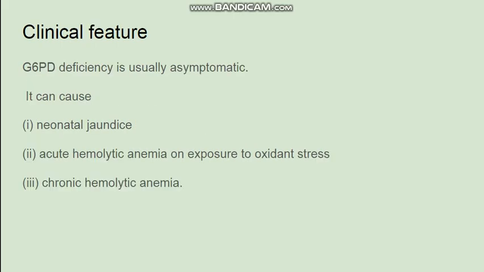Now going to the clinical features. Firstly, it will depend upon the category. Patients can be asymptomatic, especially in category 3, category 4, category 5. But in category 1, 2, it can cause neonatal jaundice. In other categories, it can cause hemolytic anemia on exposure to oxidant stress. We will understand what the oxidant stresses are, and it can also cause chronic hemolytic anemia.